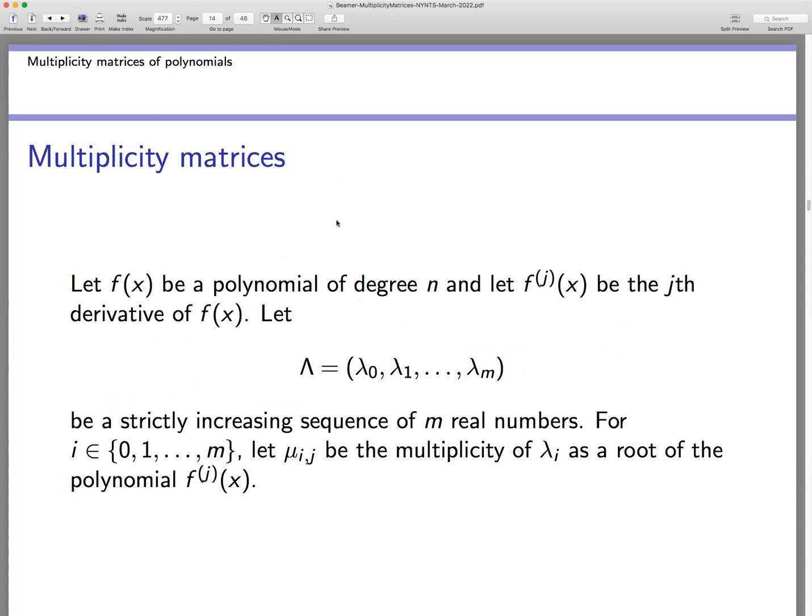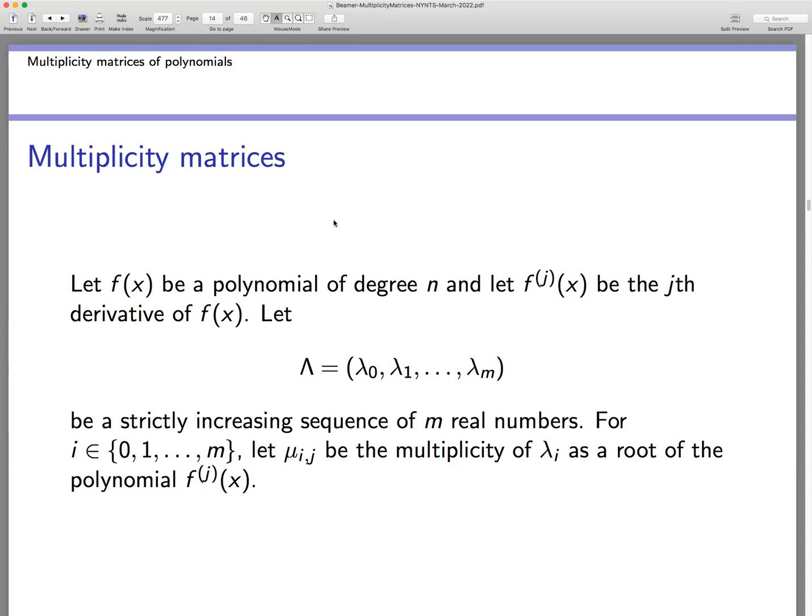Okay. All right. So multiplicity vectors are easy because whenever you have a multiplicity vector, it is the multiplicity vector of a polynomial at some particular point lambda. But it's more interesting perhaps to ask about how zeros of a polynomial can interact with each other.